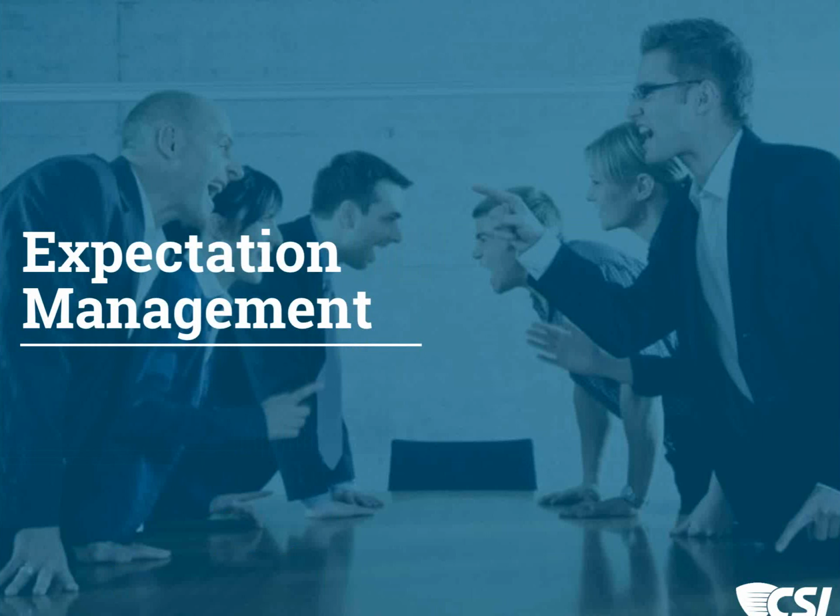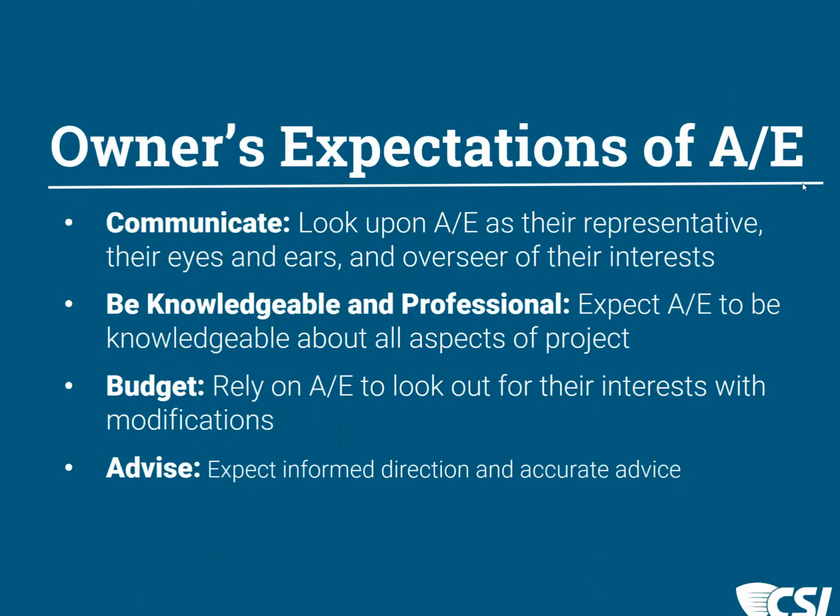So I wanted to touch on something that is also spelled out in the practice guide, and these are expectations. I enjoy talking about the construction contract administration phase of a project as being just an expectation management phase. And all of us have expectations of the other. So here, let's take a look at what the owner expects from the architect and engineer. Well, they expect us to communicate. We're being their eyes and ears, sort of the overseer of their interests. They expect us to be knowledgeable and professional.